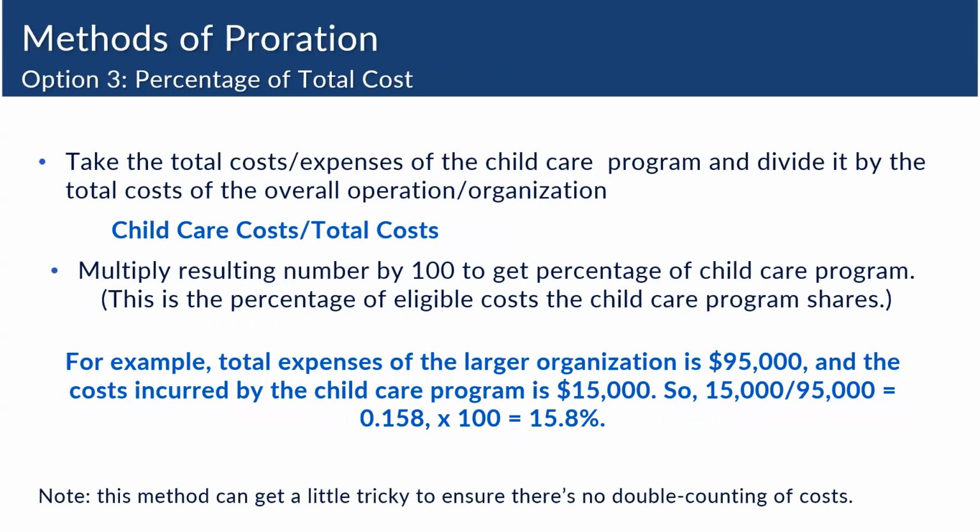The third method of proration is percentage of total costs. This is similar to calculating the percentage of total revenue, except that instead of calculating the amount of money that comes in, you are calculating the amount of money that goes out. The first step is to figure out the cost for your entire operation, including the cost attributed to your childcare program. Next, figure out the total cost for your childcare program.